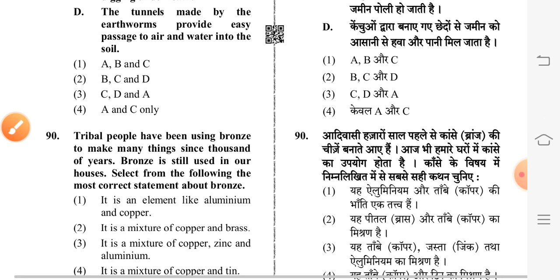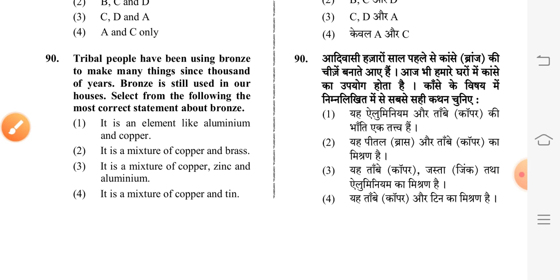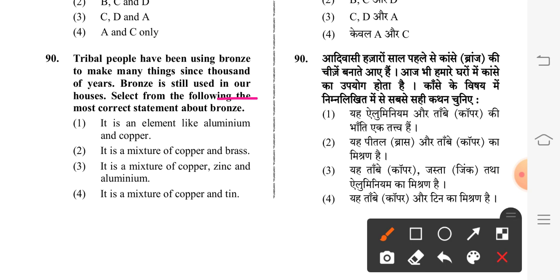Next question, question number 90. This is the last question of the main paper. Tribal people have been using bronze to make many things. Since thousands of years, bronze is still used in our houses. Select from the following the most correct statement about bronze. Fourth option is correct. It is a mixture of copper and tin. It is a repeated question. So bronze is made from copper and tin.